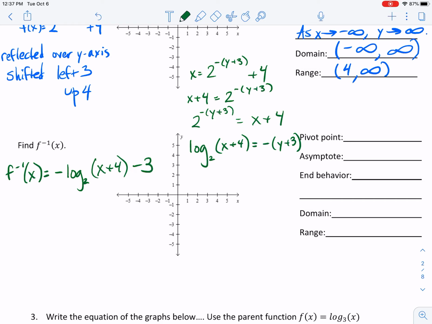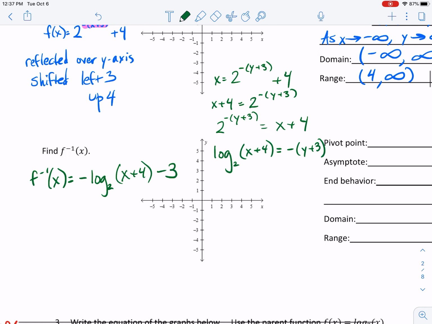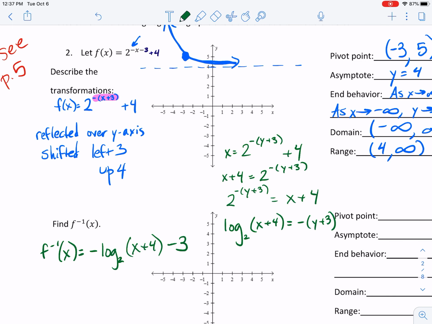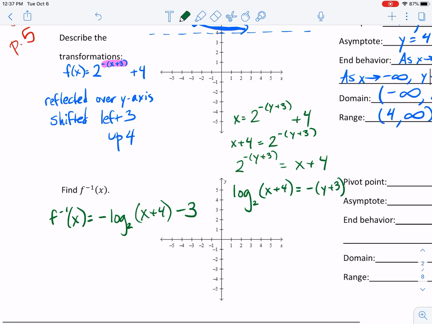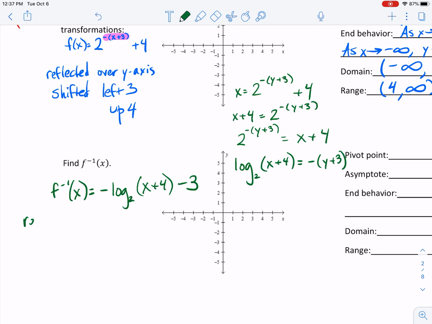Okay, so here we go. Now we want to describe the transformations here. On this one, we reflected over the x-axis. A minute ago, we reflected over the y-axis. And keep in mind that if these are inverses, then whatever I do to x in the parent function, I'm going to do to y in the inverse. So whatever I do to y in the parent function, I'm going to do to x in the inverse. So a minute ago, we reflected over the y. Now we reflect over the x.